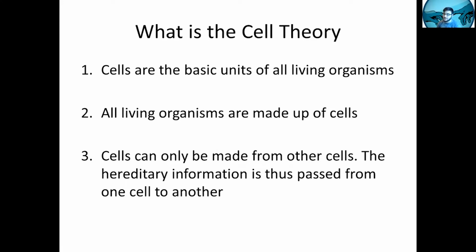All living organisms are made up of cells, and cells can only be made from other cells. The hereditary information, or the genetic information, is thus passed from one cell to another. Essentially, what this is saying is that everything that's alive is made of cells, and the only way to make more cells is to have an existing cell that makes a new one. I'm sure many of you already knew that, even if you didn't know that was the cell theory.